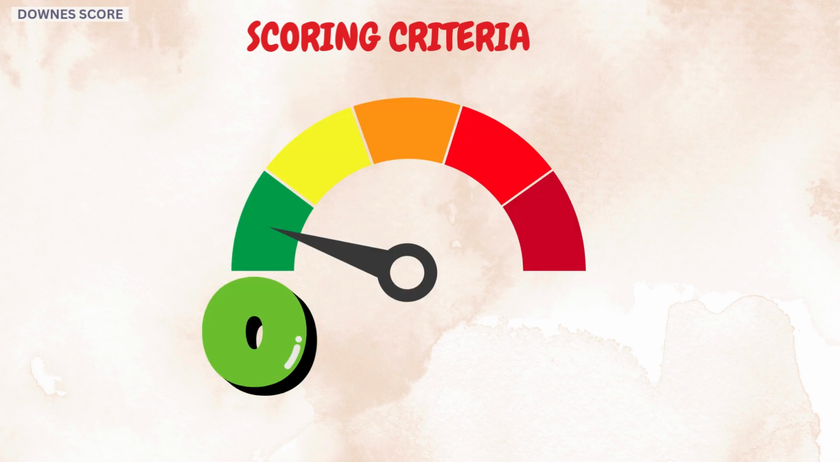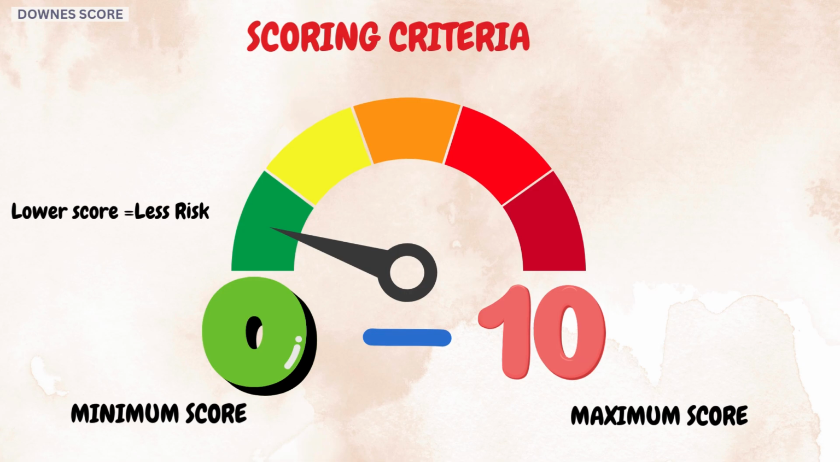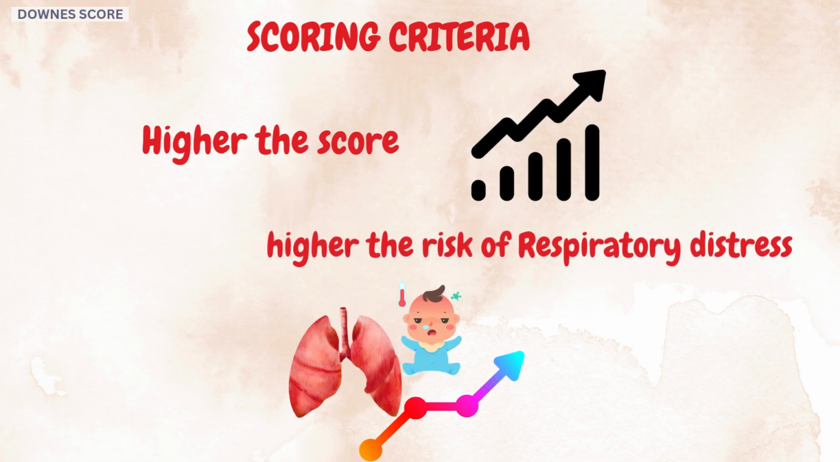Now let's understand the scoring criteria for Downey score. The score falls between 0 to 10, 0 being the minimum and 10 being the maximum score. Lower score represents less risk, whereas higher score represents more risk. We need to understand this. Higher the score, higher the risk of respiratory distress.